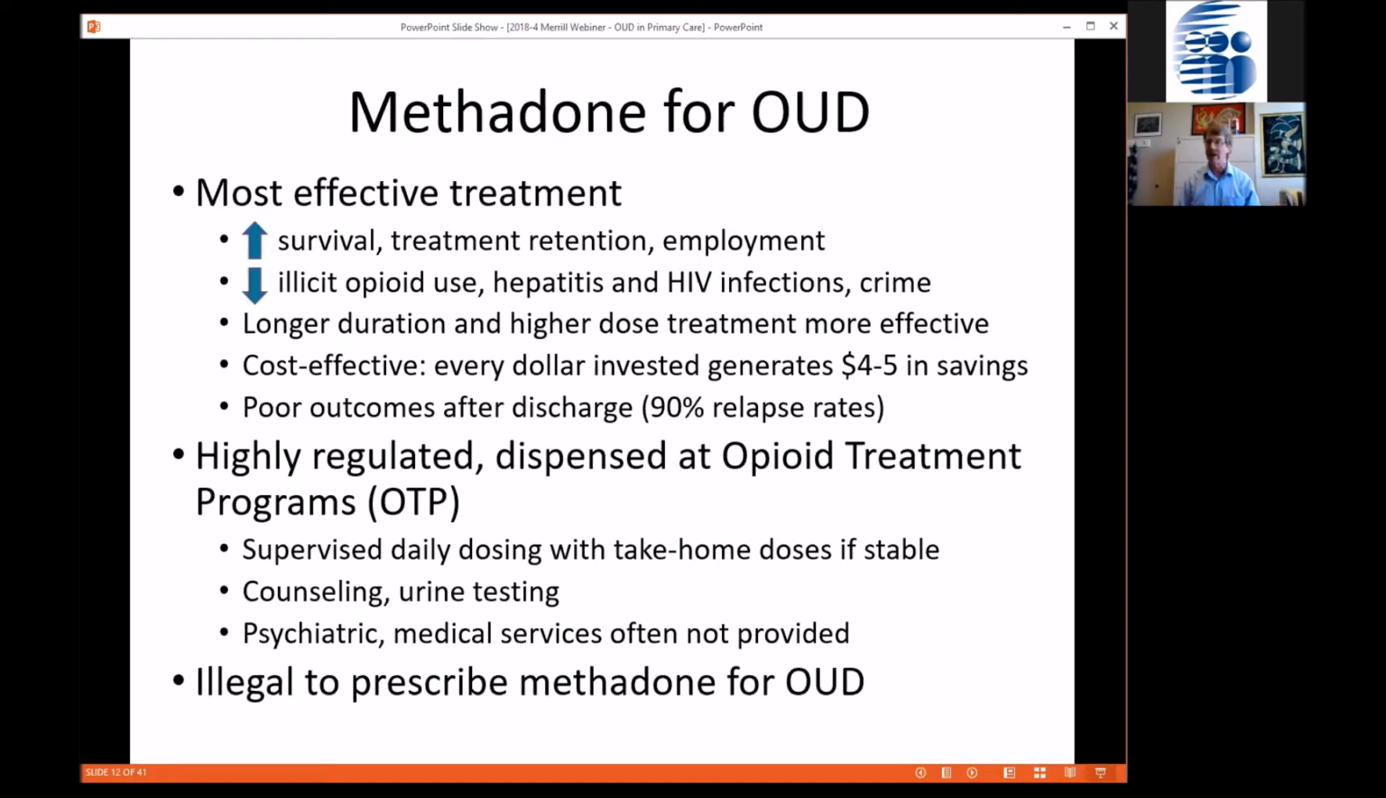Counseling and urine testing are the main services besides methadone dispensing that happen in these programs, and the psychiatric and medical services that these patients might need. They try and help people get connected to them, but usually don't provide them on site. Just as a note, methadone for opioid use disorder has to be done through these programs. It's illegal to prescribe it as a physician or a practitioner in the medical setting for opioid use disorder. You can prescribe it for pain, although that's not generally recommended, as it's probably even less safe than other opioids.